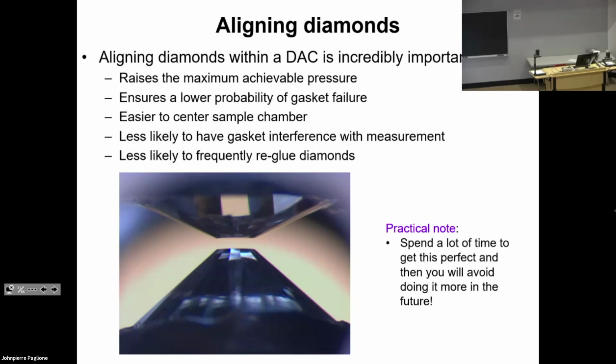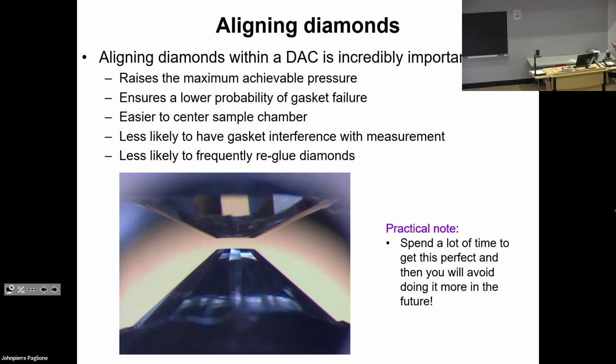So I'll get to this in a moment, but to make the sample chamber in your gasket, you're drilling a little hole. If your diamonds are not aligned, that hole will be sort of angled through your gasket and you won't have as good of a sample chamber. So all sorts of good reasons to do this. And so this is a diamond anvil cell that I aligned myself. You can just see by looking at the tips, or the edges of the culets, that they're really well aligned with each other, but I'm not showing you the whole picture here.